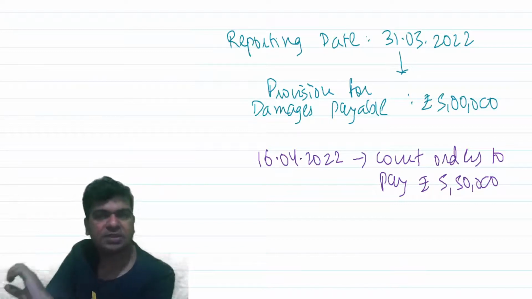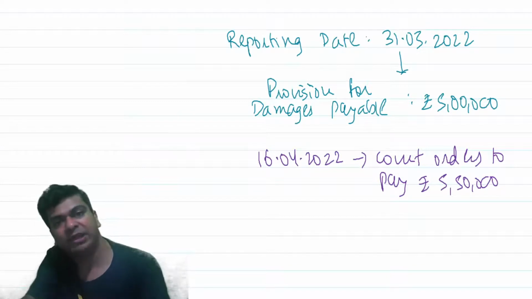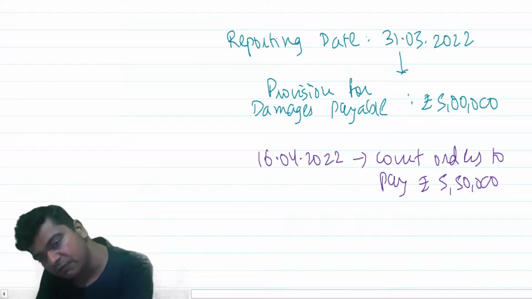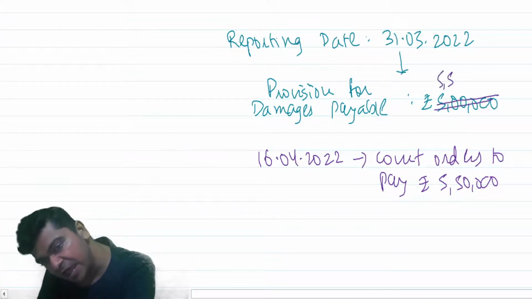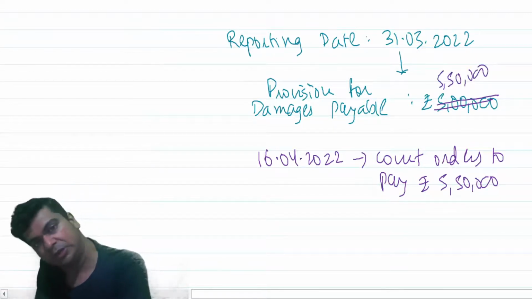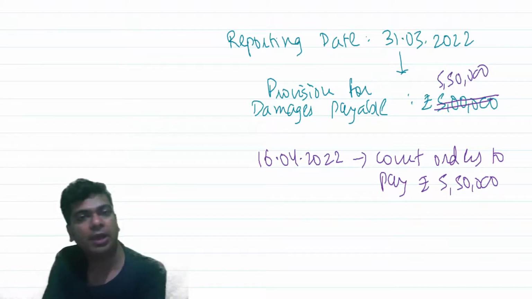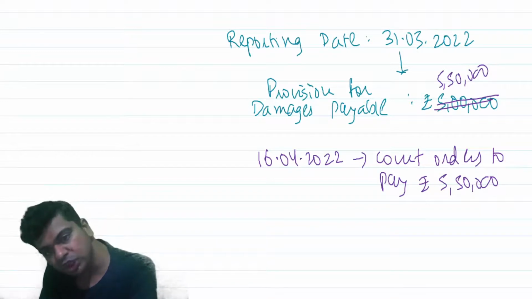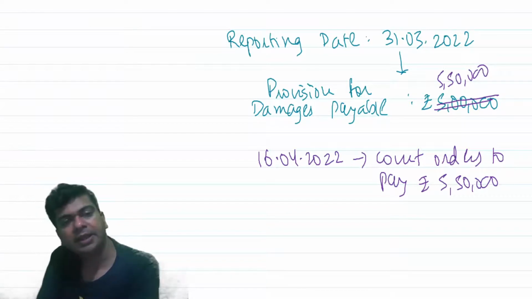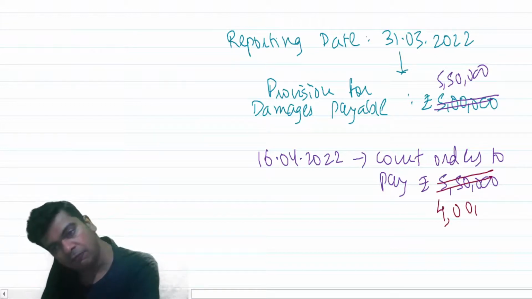The court judgment is out on 16th April 2022, but the circumstances that have led to the eventual judgment were existing on the reporting date. What I will do is, I will change the provision from 5 lakhs to 5,50,000. Extra 50,000 will be debited to the profit and loss account. My profit will reduce or the loss will increase by 50,000 rupees. Accordingly, in my balance sheet, the provision will also change from 5 lakhs to 5,50,000. Okay, it can even be the other way around also. The court is ordering me to pay 4 lakhs of rupees.